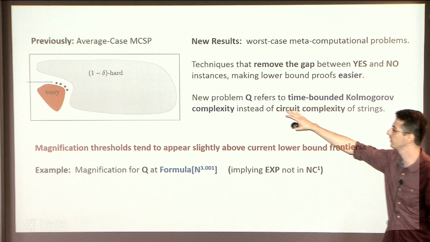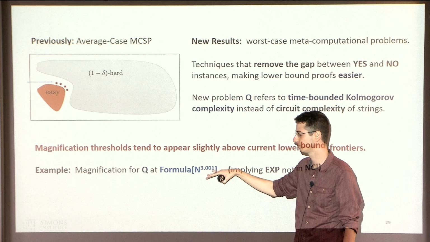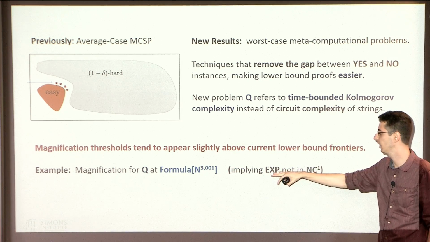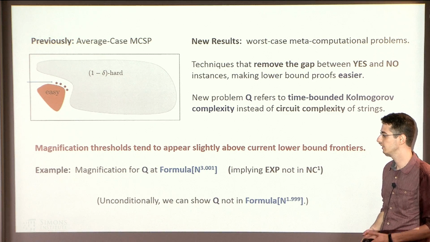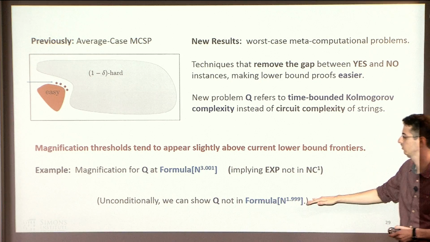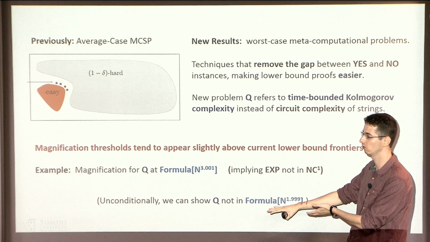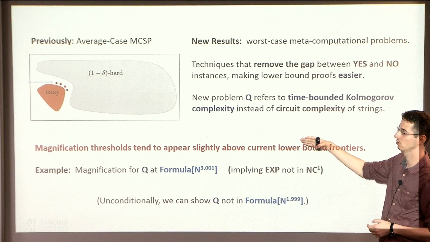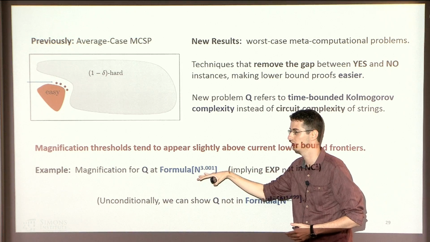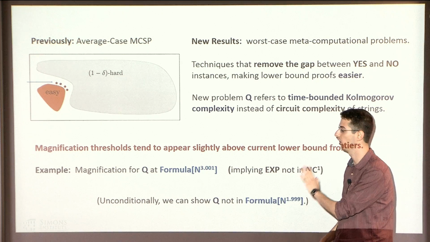So for instance, for this problem Q, we can show magnification near the cubic frontier, implying NX is not in NC1. And at the same time, we can unconditionally prove that this problem is not computable by formulas of near quadratic size. So we can get magnification theorems in this new work for worst case versions of the problem, where we can analyze these problems and prove lower bounds for them. But the magnification threshold often goes above known lower bounds. This happens in many circuit models. It doesn't happen in all of them.